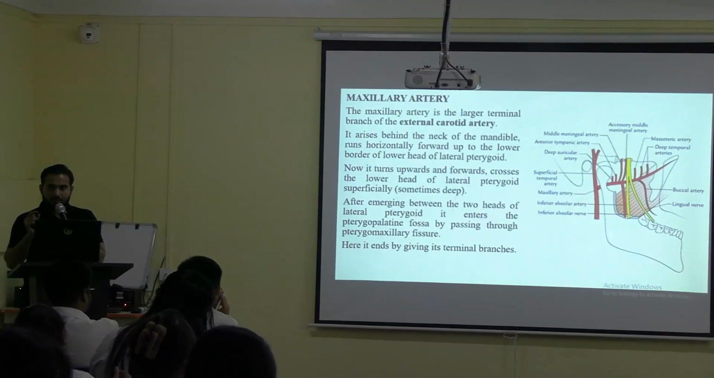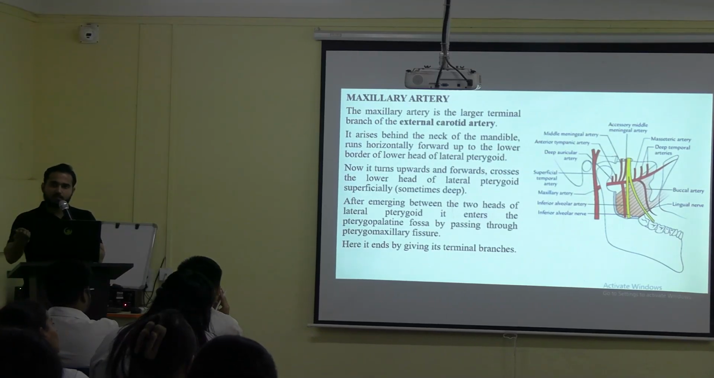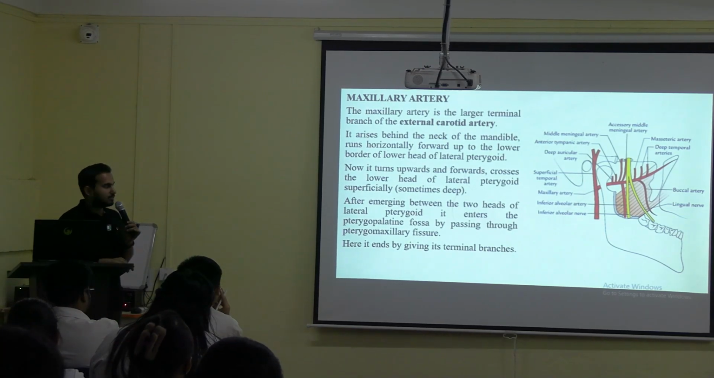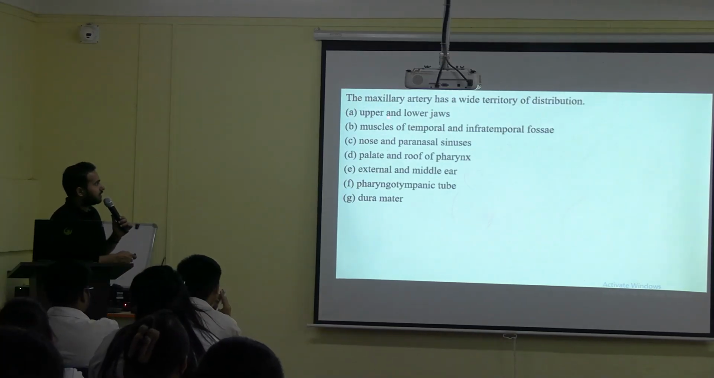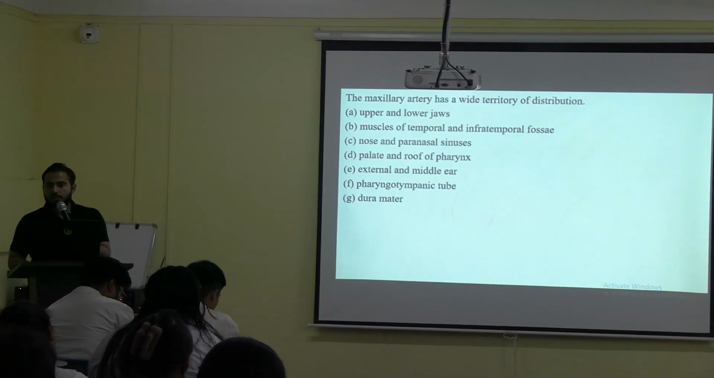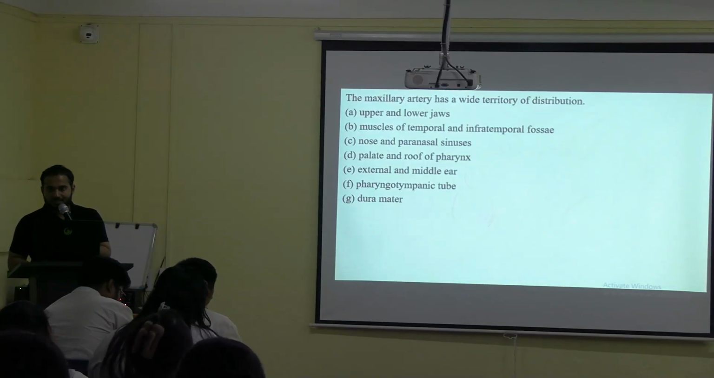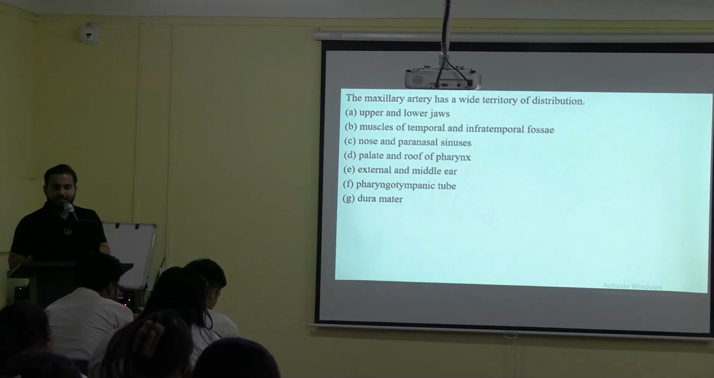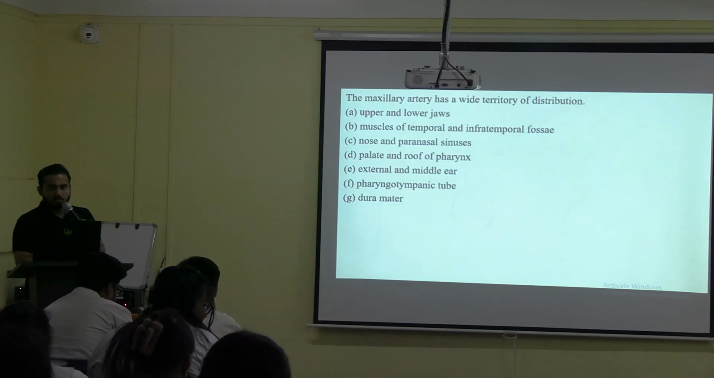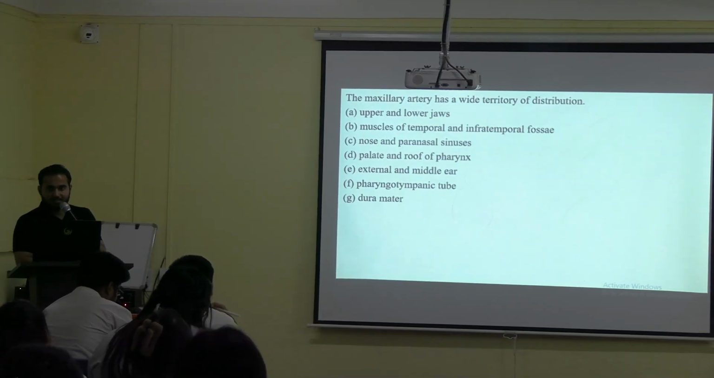Now this maxillary artery has a wide area of distribution. As I said, it is one of the largest branches of the external carotid artery. Now what are the areas supplied by the maxillary artery? As you can see, upper and lower jaw, both upper and lower jaw. Then muscles of the temporal, infratemporal fossa, nose and paranasal air sinuses. Okay, then palate and roof of the pharynx, external and middle ear, pharyngotympanic tube and dura mater. So these are the areas supplied by the maxillary artery.